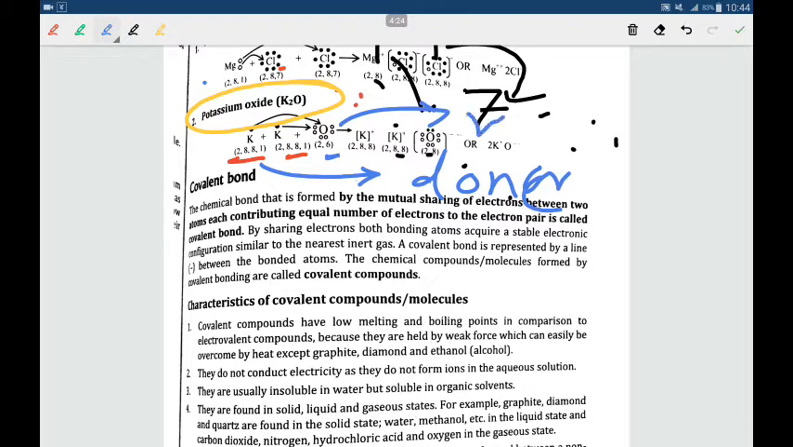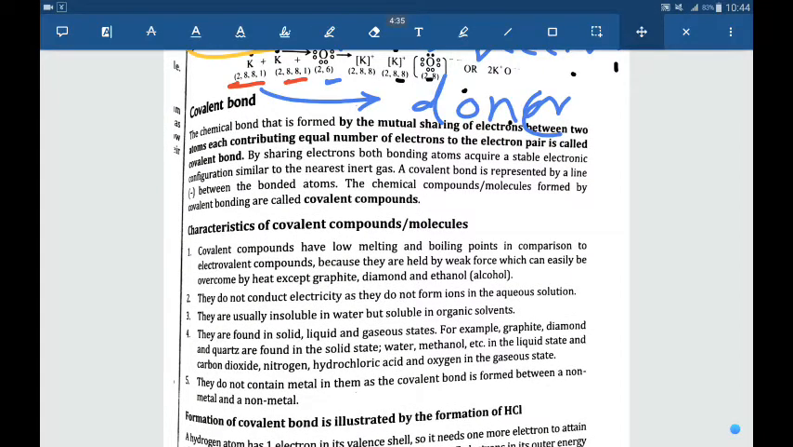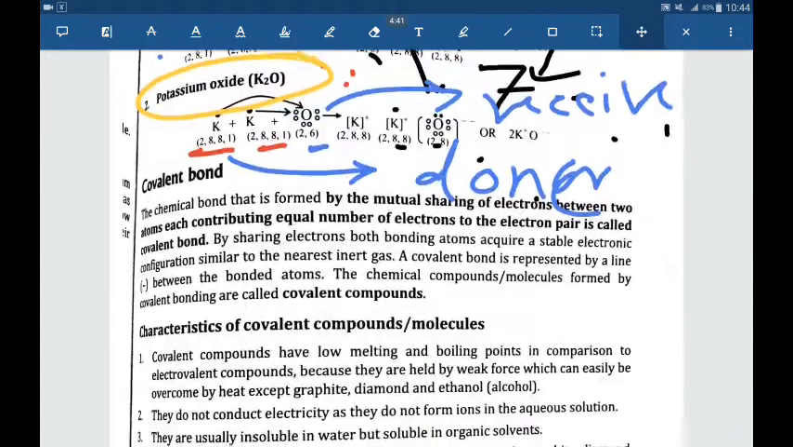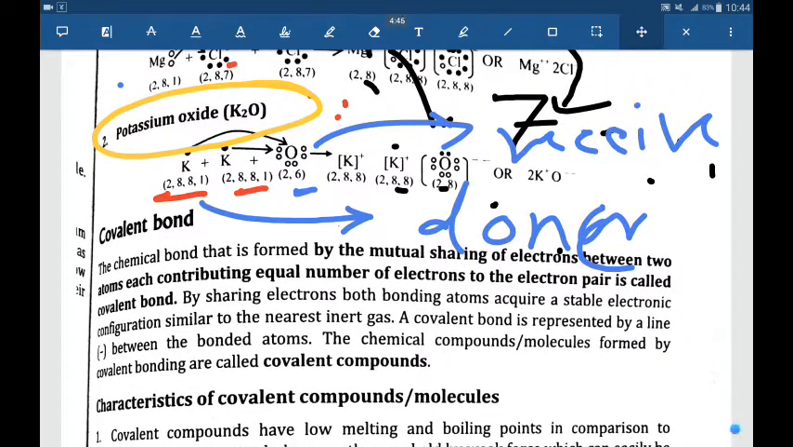Donor and receiver. One donates, another receives. So when the bond is formed because of losing and gaining of electrons, then we call it electrovalent bond. So electrovalent bond is found between metal atom and non-metal atom. Keep in mind.